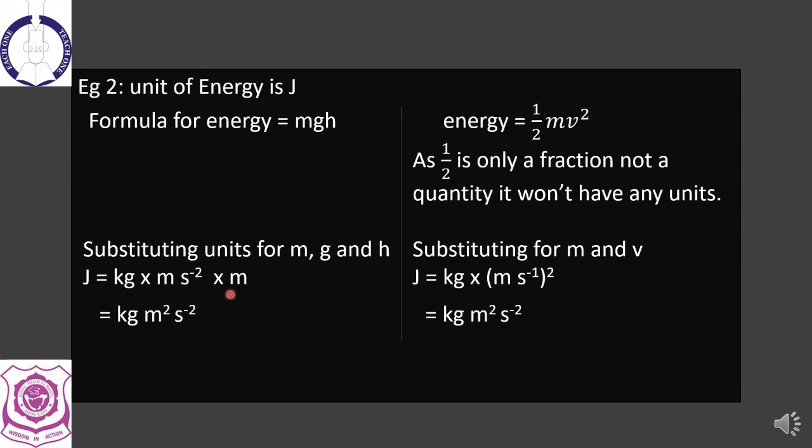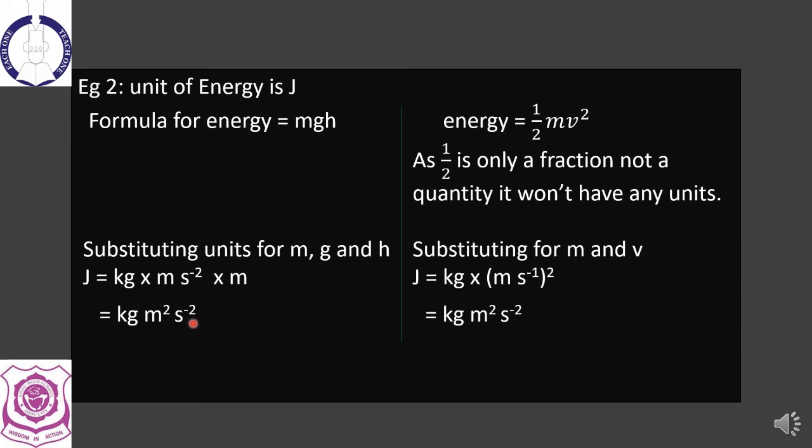So here, m and m are being multiplied. Since they are the same powers, you can multiply them. So m times m will be m square. So the final answer for joule will be kilogram meter square s to the power minus 2.